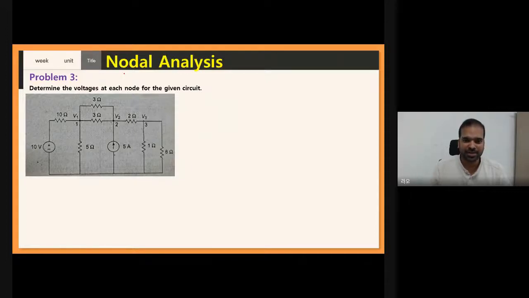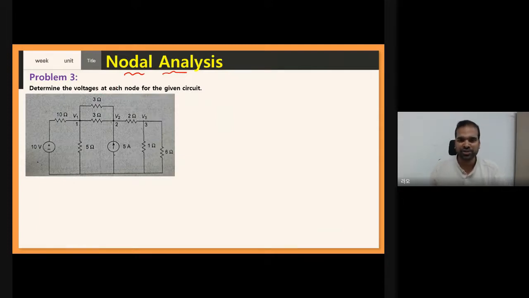Hello guys, I'm explaining about nodal analysis. By using nodal analysis, you can find node voltages. In my previous video, I explained nodal analysis and how to solve the problem. Now this is problem number 3. We need to determine the voltage at each node for the given circuit.